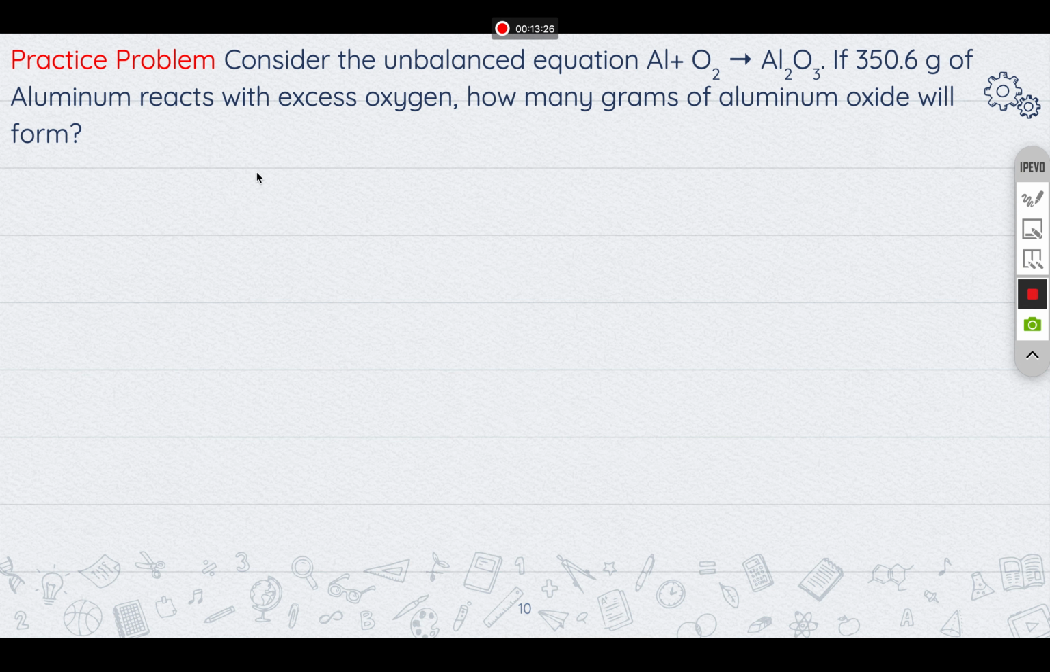How many grams of aluminum oxide will form? Okay, so let's write this out. The first thing that you need to do is write a balanced chemical reaction. So let's do that.